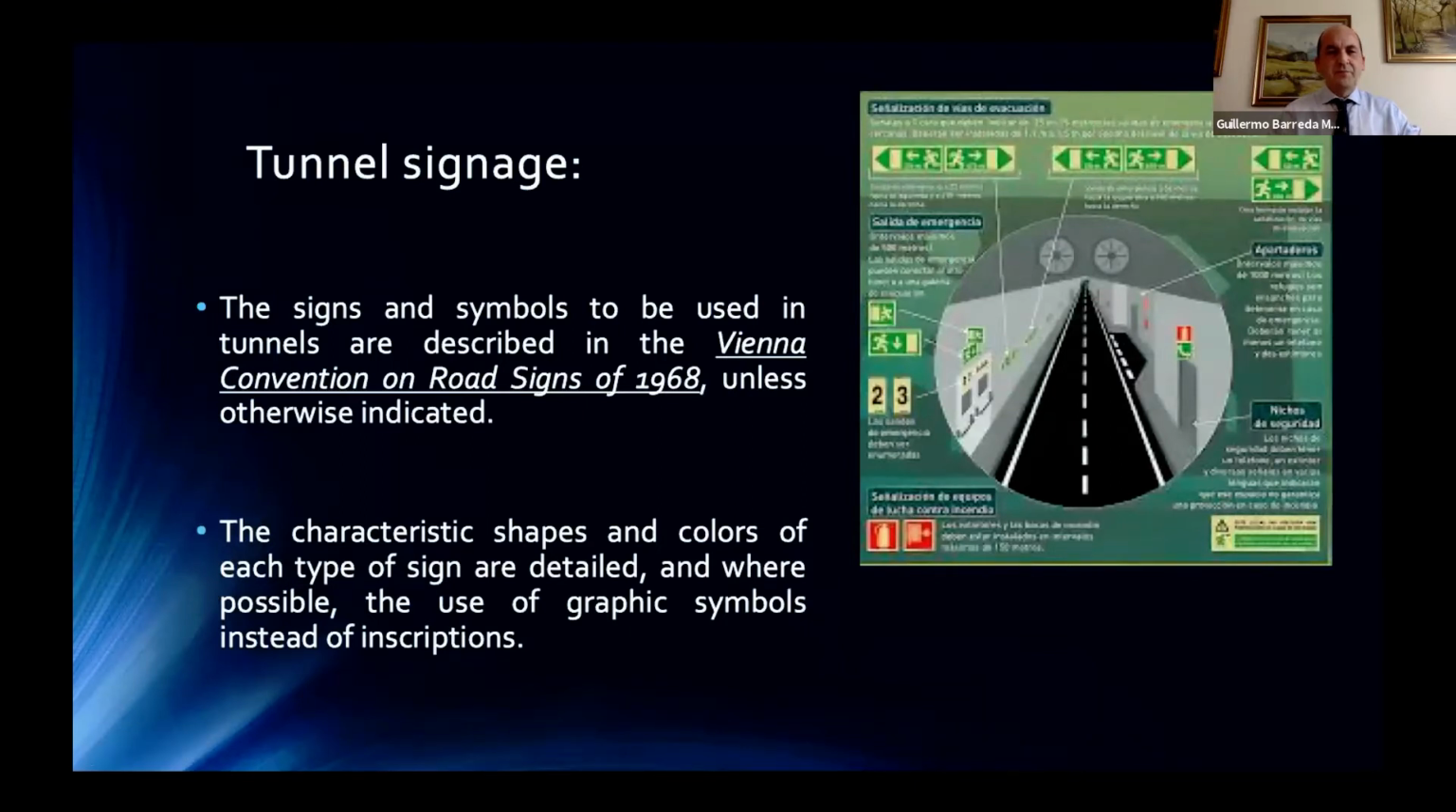Tunnel signage. The signs and symbols to be used in tunnels are described in the Vienna Convention on Road Signs of 1968, unless otherwise indicated. The characteristic shapes and colors of each type of sign are detailed, and where possible, graphic symbols are used instead of inscriptions. It is curious to see that nowadays, most of the tunnels all around the world, in every country, have almost the same signs. We can understand them everywhere because the signs are very similar in tunnels.